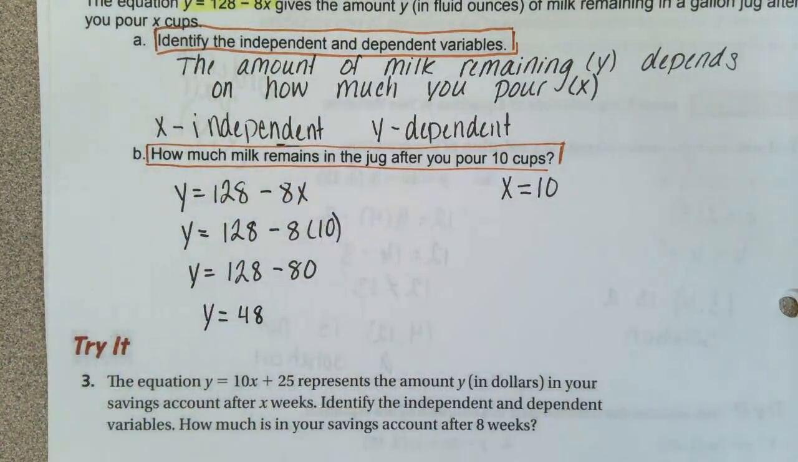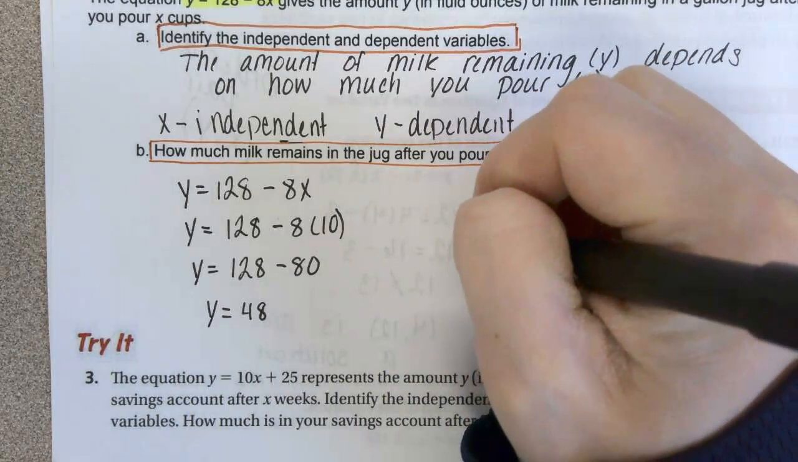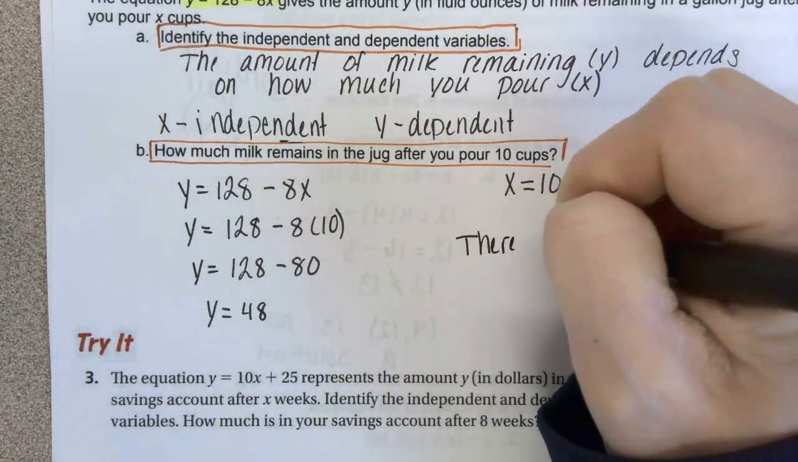Okay, so we're going to answer the question by restating the question and answer in a complete sentence. And with no naked numbers here, we're talking about the amount of milk, which is in fluid ounces. So we would say there are 48 fluid ounces remaining.